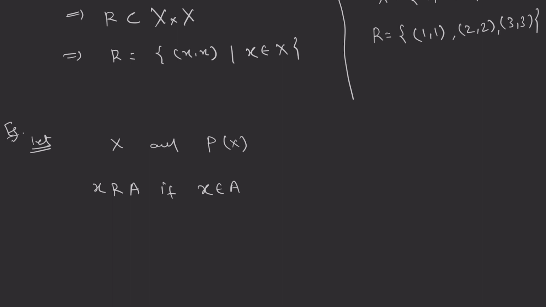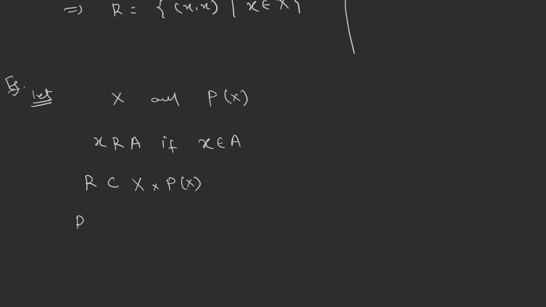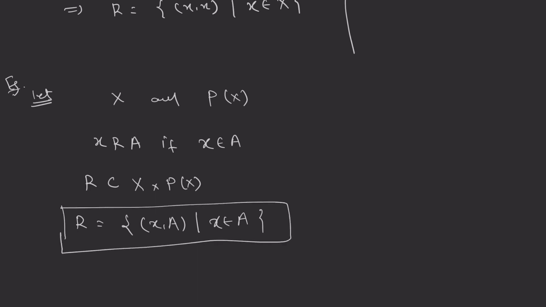Now here R will be a subset of X cross P(X). Okay, and what type of elements will belong to R? (x, A) such that x belongs to X and A belongs to P(X). Okay, these type of elements should belong to R. Okay, let's take an example.